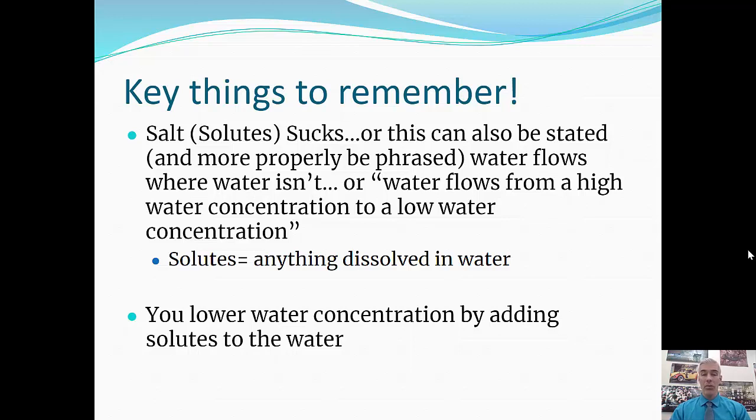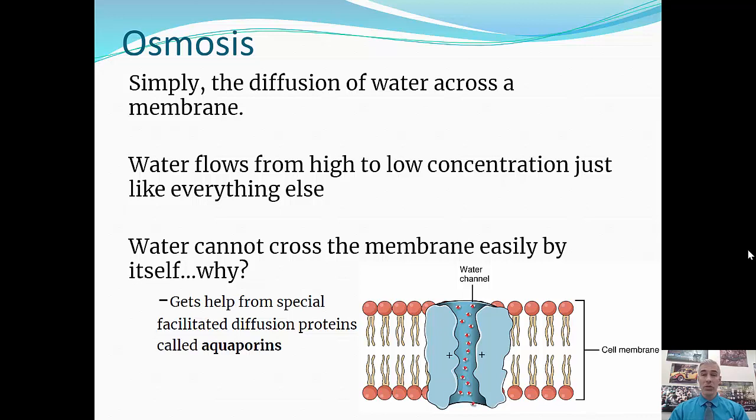And as I mentioned, you lower water concentration by adding solutes to the water. So osmosis is simply the diffusion of water across a membrane. Water will again flow from a high water concentration to a low water concentration, just like everything else. And remember, water cannot cross the membrane easily because it is a polar molecule. Polar molecules don't cross well because they can't get past the hydrophobic tails of the membrane, right?